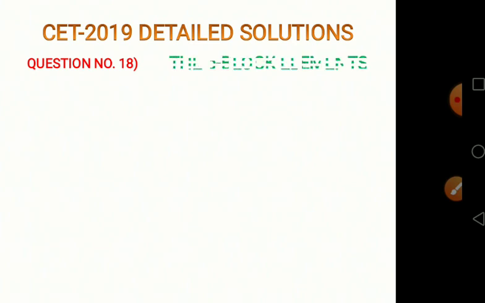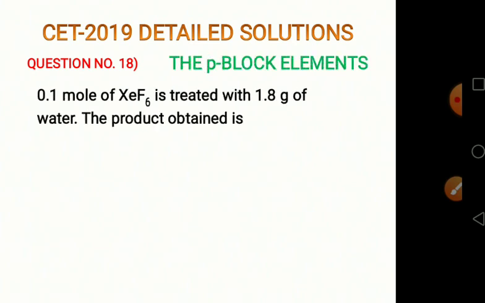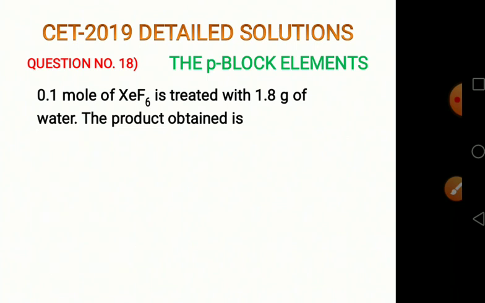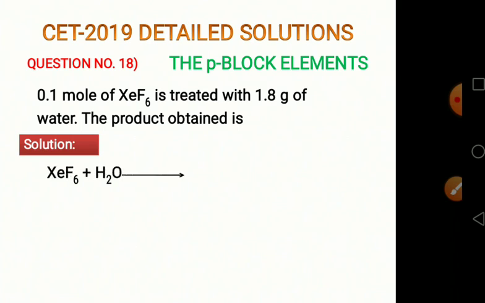Next question number 18. This is also from P block element. 0.1 mole of XeF6 is treated with 1.8 gram of water. The product obtained is XeO3, XeO2F2, XeOF4, or Xe plus XeO3. Here you have to know the reaction is of which ratio, because always remember in this particular case 3 products you are going to get. If 1 mole of water, it is a different product, 2 moles of water is different, 3 moles of water is a different product. So XeF6, 1 mole you have taken, H2O they have given 1.8 gram.